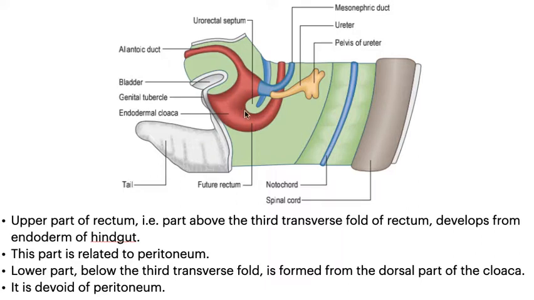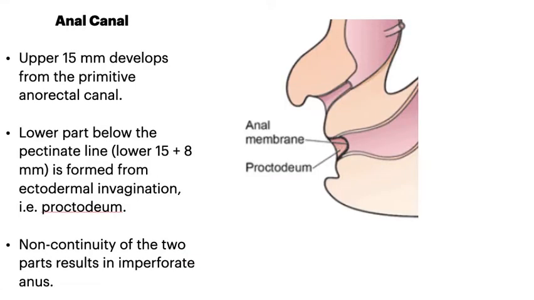The lower part, that is below the third transverse fold, is formed by the dorsal part of the cloaca, devoid of peritoneum. In the anal canal, the upper 15 mm develops from the primitive anorectal canal. The lower part below the pectinate line is formed by the ectodermal invagination called the proctodeum, and non-continuity of the two parts results in imperforate anus. So that's all about the rectum and the anal canal. Thank you.